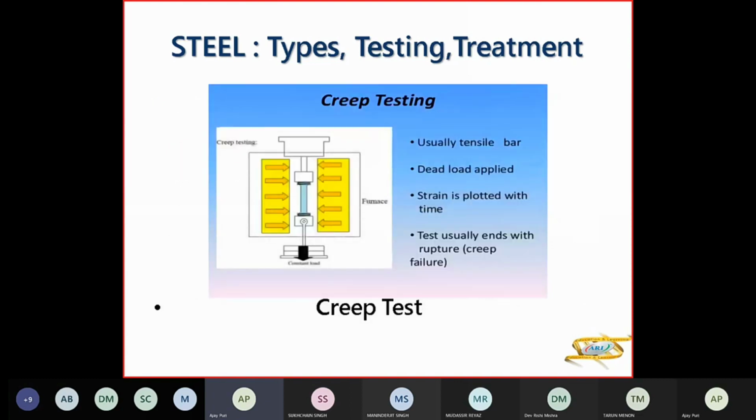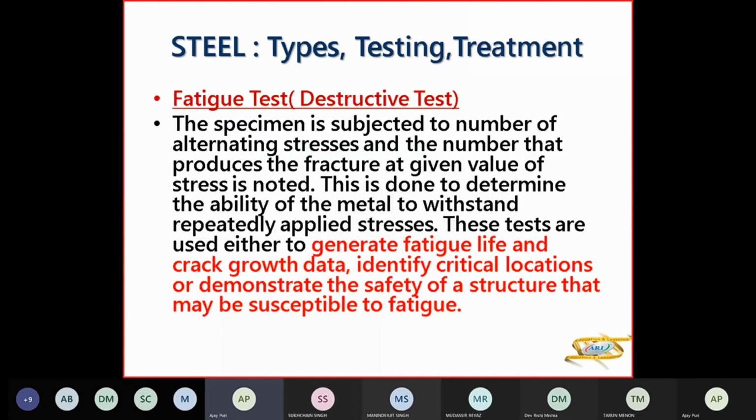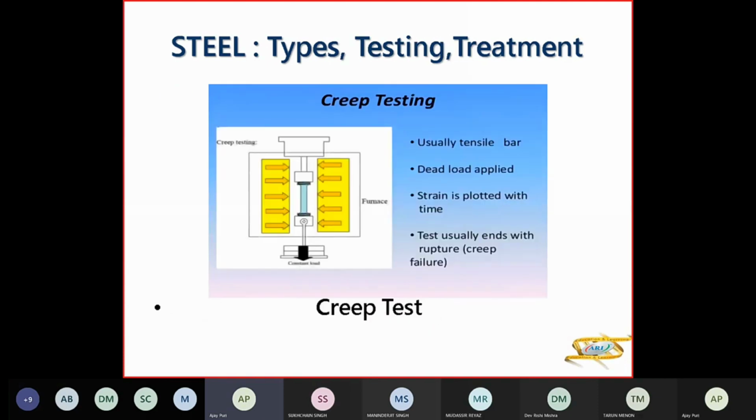there's a creep test. The fifth test is your creep test, and in the creep test, you have a constant tensile load, but the difference is it is kept in your furnace or under high temperature. So the load is applied, the strain is plotted with time, and the test results in rupture, which is creep failure. So this is your temperature in the furnace. The tensile load is applied.